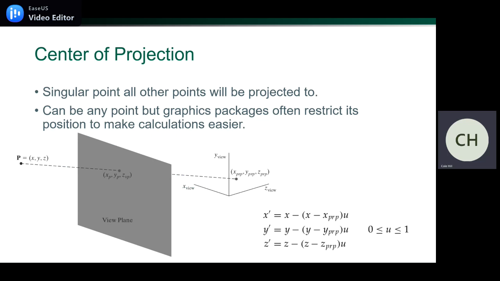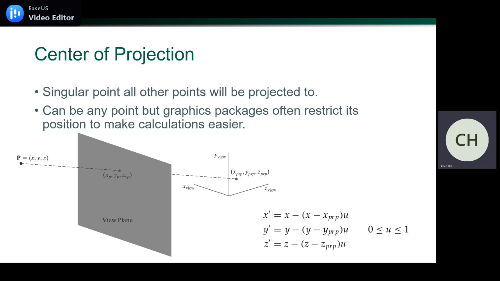Now, the center projection is a singular point that all other points will be projected to. It can be any point, but many graphics packages often restrict this position to make the calculations easier. So in this picture here, we have the world coordinate P equal to x, y, z, the projected points x sub p, y sub p, z sub vp on the viewing plane, and the center of projection, which is x, y, z sub prp.